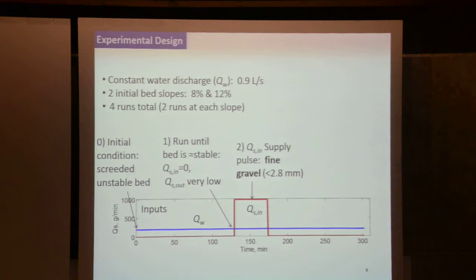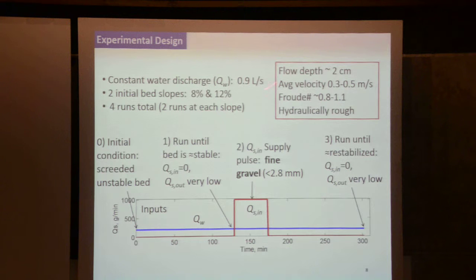Then I add a pulse of sediment, and the sediment going in is all the finest size class, so it's not the full grain size distribution that the experiments start out with. Then, finally, we stop that pulse of sediment and let the bed again restabilize until the point where the flux out has dropped substantially. So, really I'm going to be looking at the adjustment of the bed from unstable to stable over that time window, and also how it responds when you increase the supply of sediment.